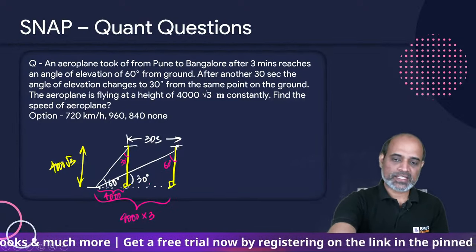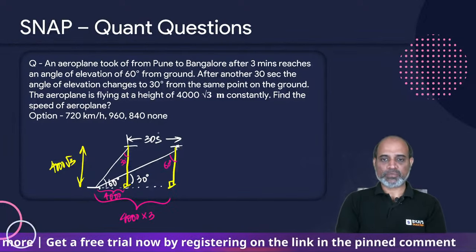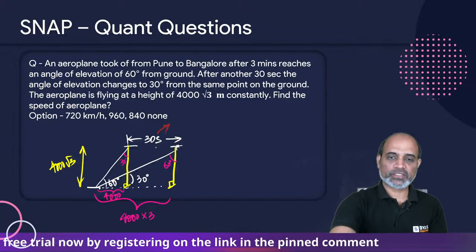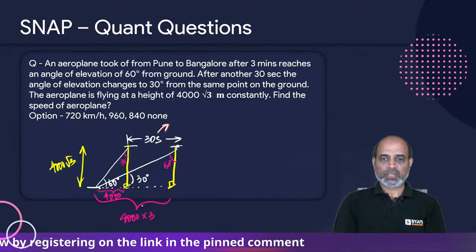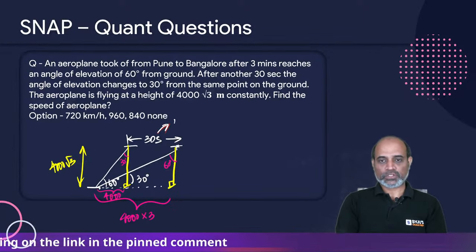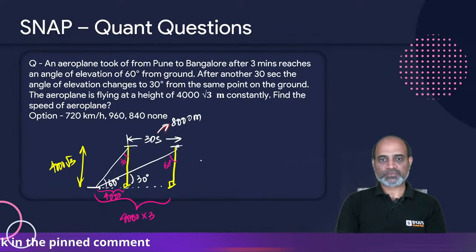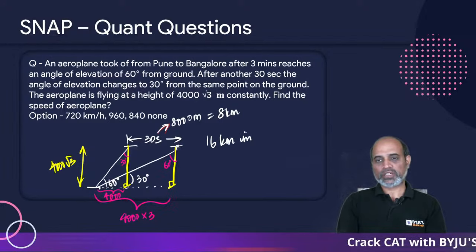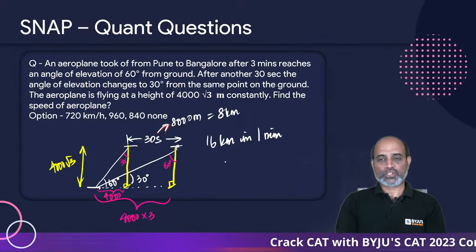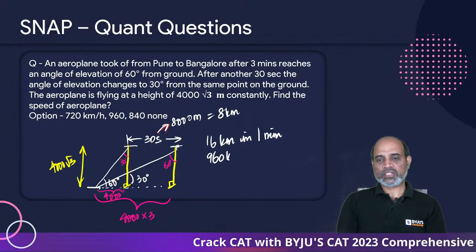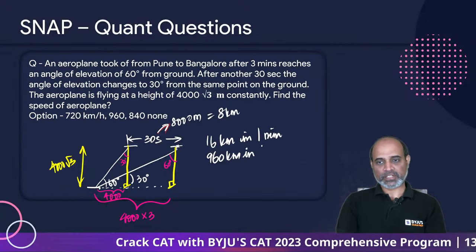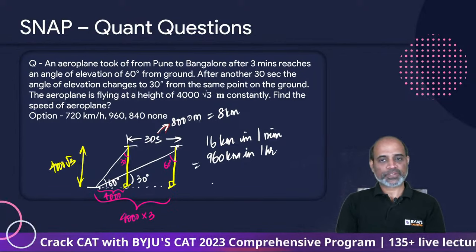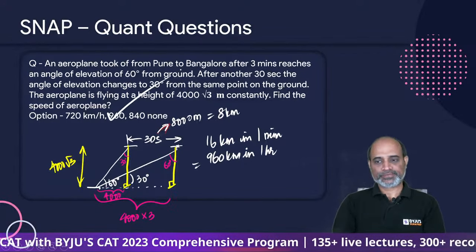So we can see that the plane was able to cover this particular distance, which is 4000 into 3 minus 4000, which is 8000 meters in 30 seconds, or in other words, 8 kilometers in 30 seconds, which will become 16 kilometers in a minute, which should become 960 kilometers in 60 minutes, which is nothing but an hour. So 960 is your answer.